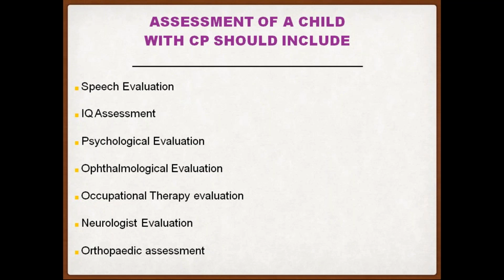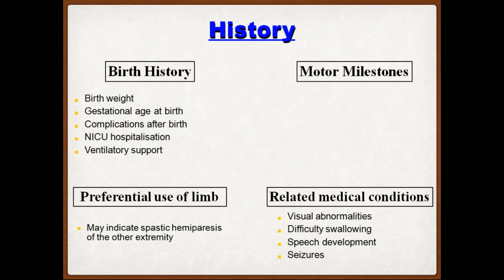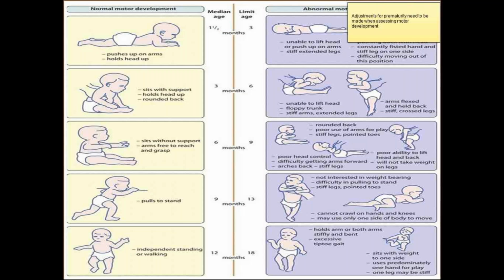So how to assess a child with CP? Speech evaluation, IQ assessment, psychological evaluation, ophthalmological evaluation, occupational therapy, neurologist evaluation, and orthopedic assessment. We deal only with the orthopedic examination. We have to check which part of the area got involved. To know it, we have to take a proper history, do a physical examination, gait analysis, and then histopathology. In history, we take the birth history, birth weight, gestational age, complications, any ICU stay, any ventilatory support, any medical problems like visual abnormalities, swallowing difficulties, speech problems or seizures, and motor milestones.